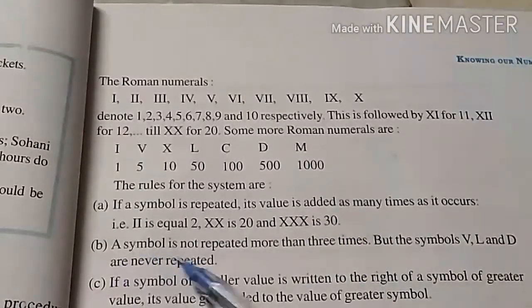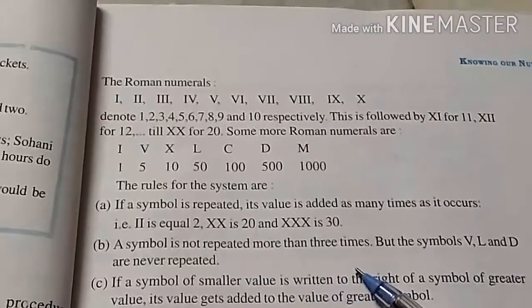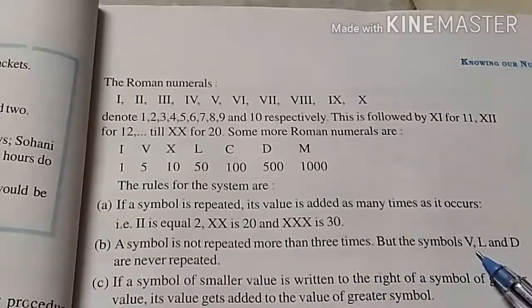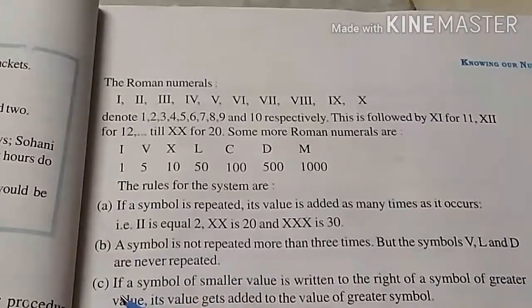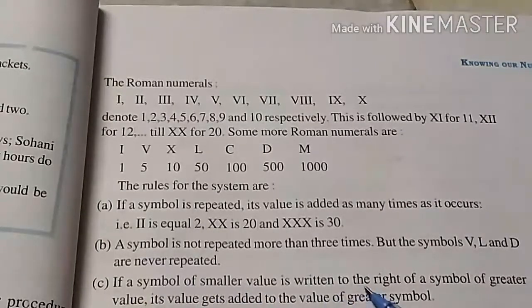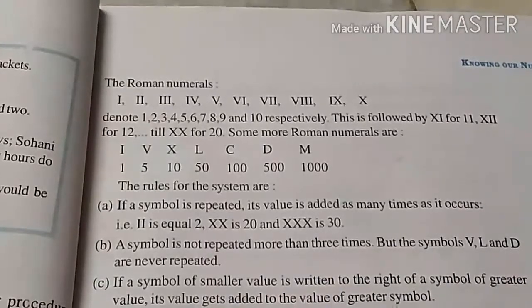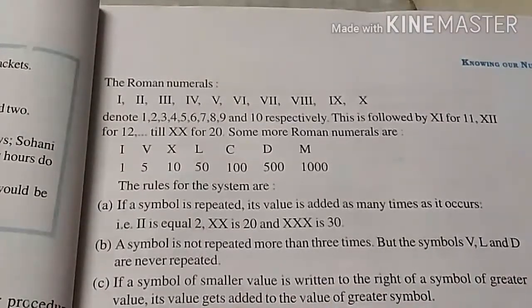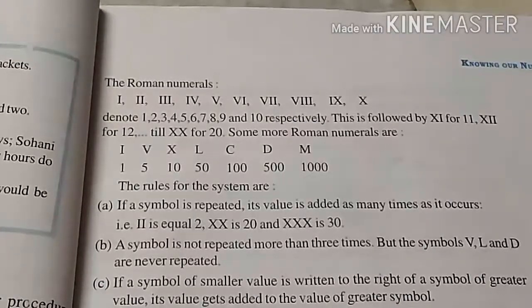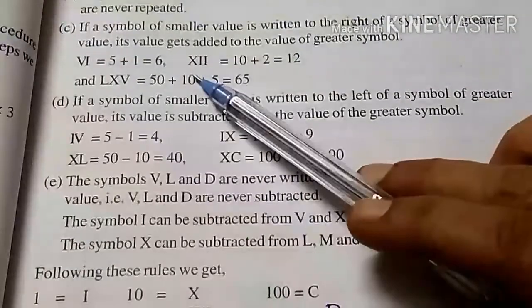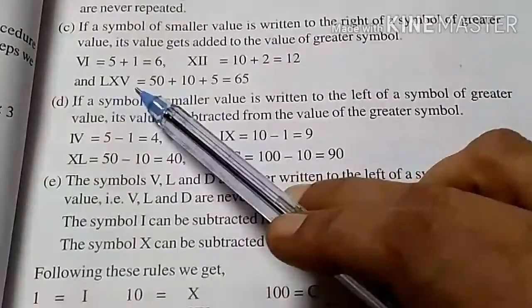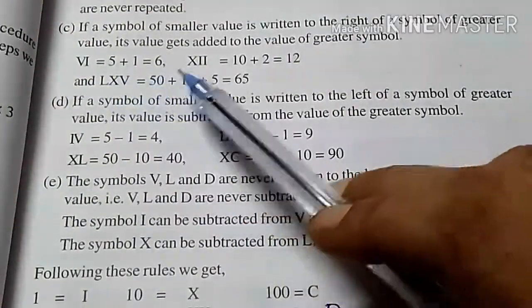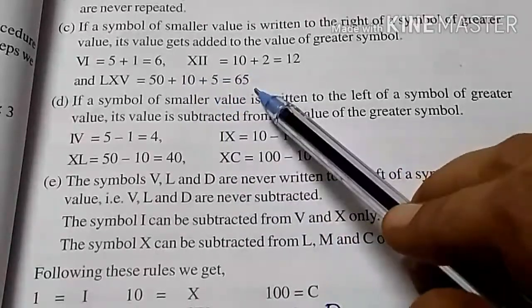Rule B: a symbol is not repeated more than 3 times, but the symbols V, L and D are never repeated. Rule C: if a symbol of smaller value is written to the right of the symbol of greater value, its value gets added to the value of the greater symbol. That is, VI is 5 plus 1 equal to 6. XII is 10 plus 2 equal to 12. And LXV is 50 plus 10 plus 5 equal to 65.